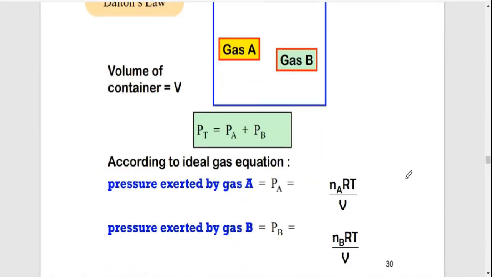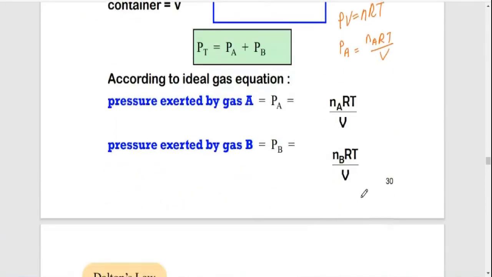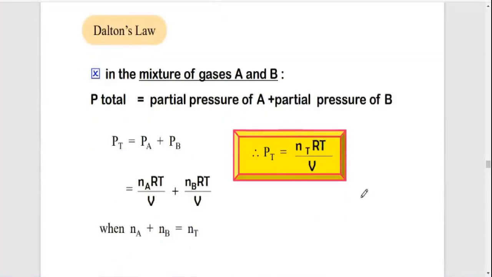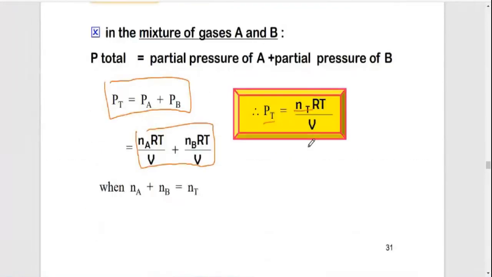Okay ya. Just now we learned about PV equal to nRT. So of course if we want to know the PA, actually is equal to nART over V. Sama juga untuk PB, nBRT over V. Now if you sum up, the P total actually PA plus PB also equal to nART over V plus nBRT over V as well. If nT, of course, PT is nTRT over V lah. Nampak banyak formula kan?